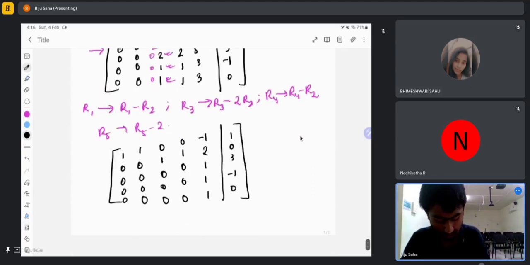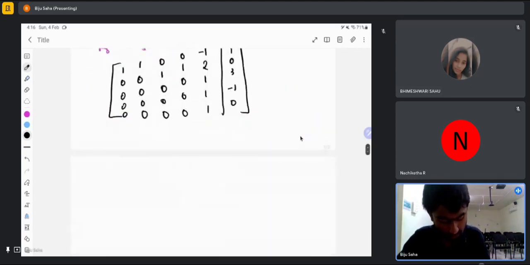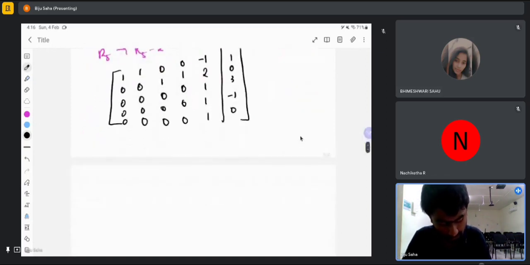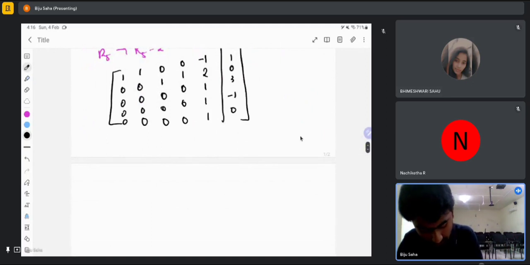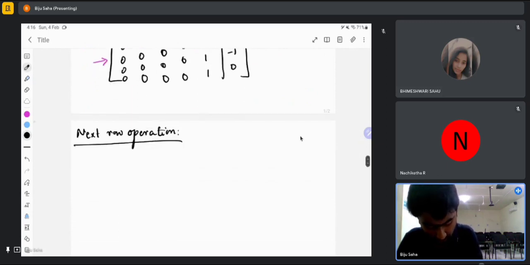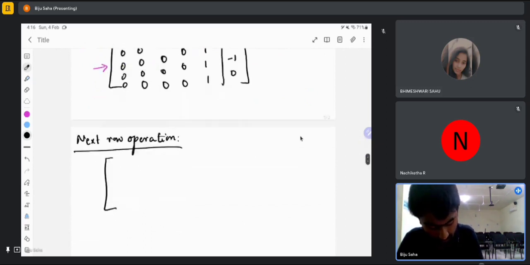Now, since I have already operated on the second row, let's go to the third row. This is my third row. Again I perform some row operations. I'm not writing them again, so you can solve it by yourself and figure out that with some row operations, you can reduce the augmented matrix into the form which is given as follows.